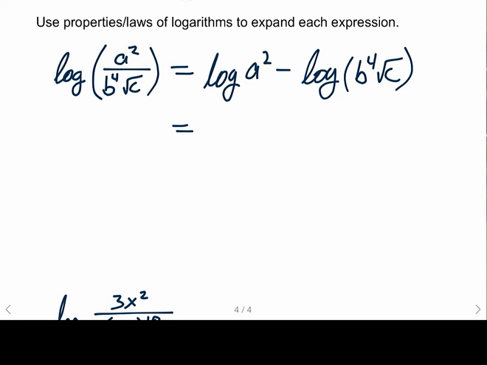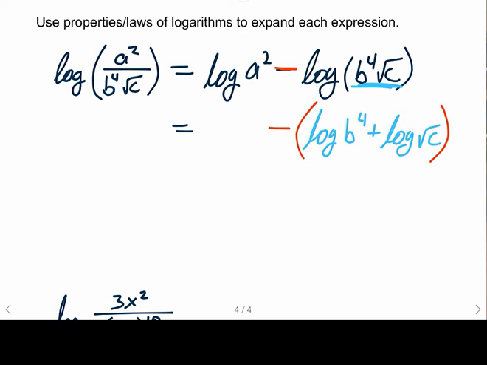And then I noticed that with the b to the fourth times the square root of c, that's a product. And so I'm going to write that portion as log of b to the fourth plus the log of the square root of c. There was a minus in front of that one. There should be a minus in front of both of these. And so I'm going to put those into parentheses. Nothing has happened so far with the log of a squared.